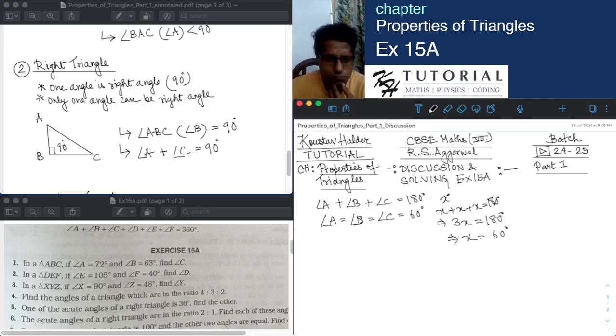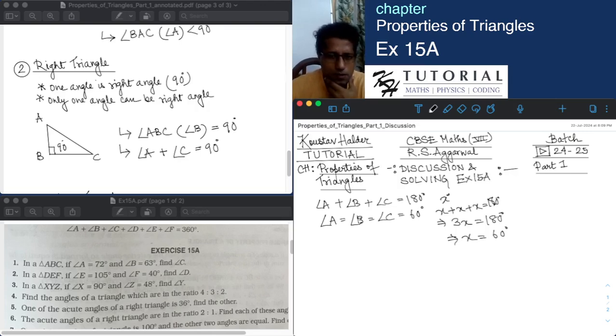So in a right triangle we have one angle that is a right angle, that is 90 degrees, and another thing to note is that the other two angles, which are not the right angle, have to be acute angles, and their sum is 90 degrees. That is, the other angles are complementary to each other.